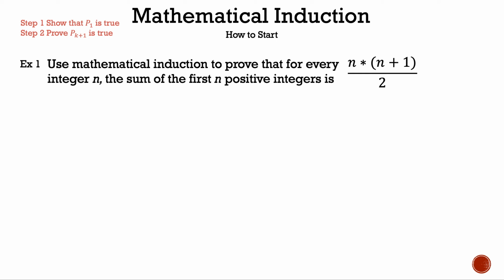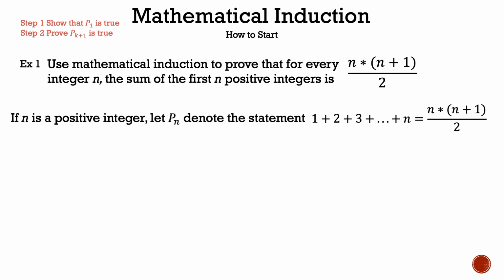Now, let's read the question. Use mathematical induction to prove that for every integer n, the sum of the first n positive integers is n times the quantity of n plus 1 divided by 2. Sometimes with mathematical induction, we have to create an equation with the information that they give us. This is one of those cases. So if n is a positive integer, let P sub n denote the statement 1 plus 2 plus 3 plus dot dot dot plus n is equal to n times the quantity of n plus 1 divided by 2.